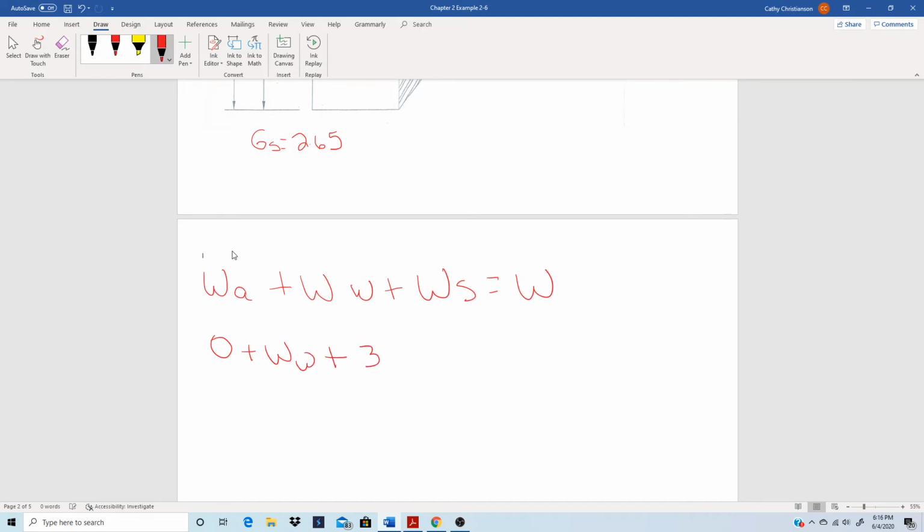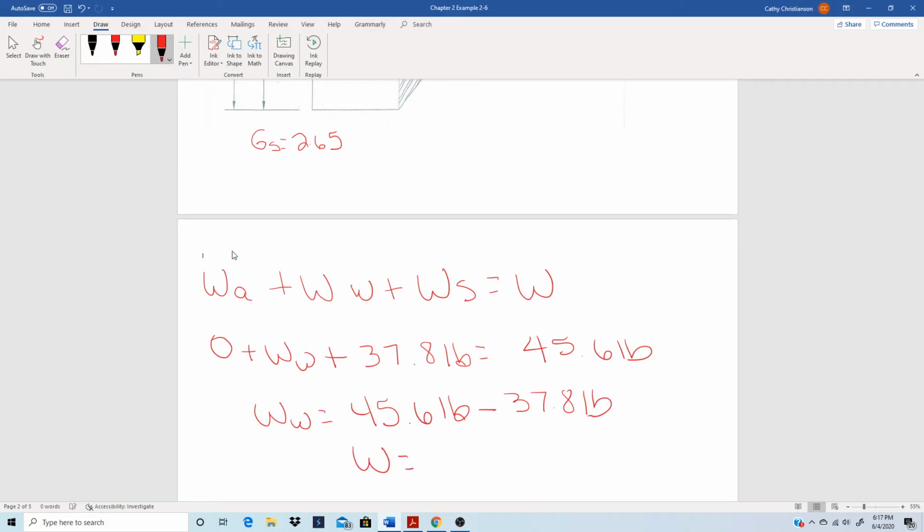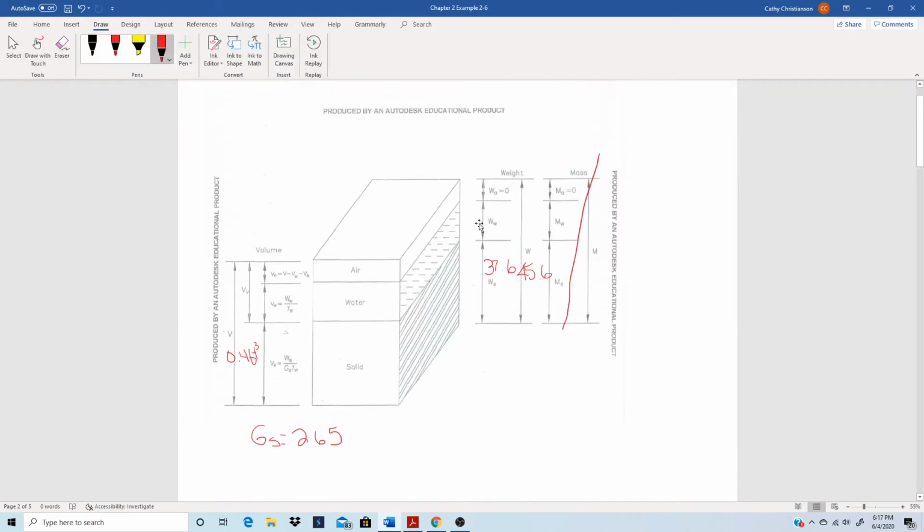After we oven dried, it was 37.8. I'm going to put my pounds in here now because I've got room to write. So once I solve for WW, that'll be 45.6 pounds minus the 37.8 pounds. WW would be 7.8 pounds. I'm going to write that in up here, where we just solved that, that is 7.8.